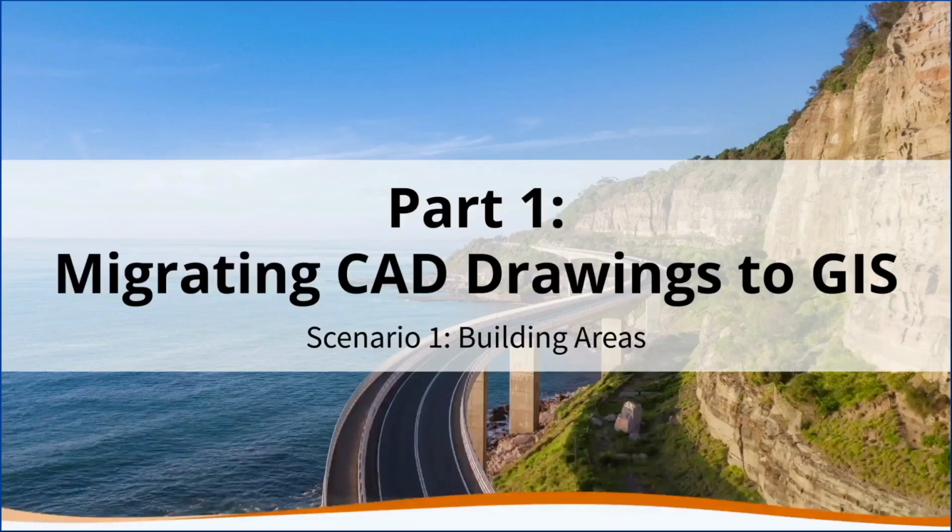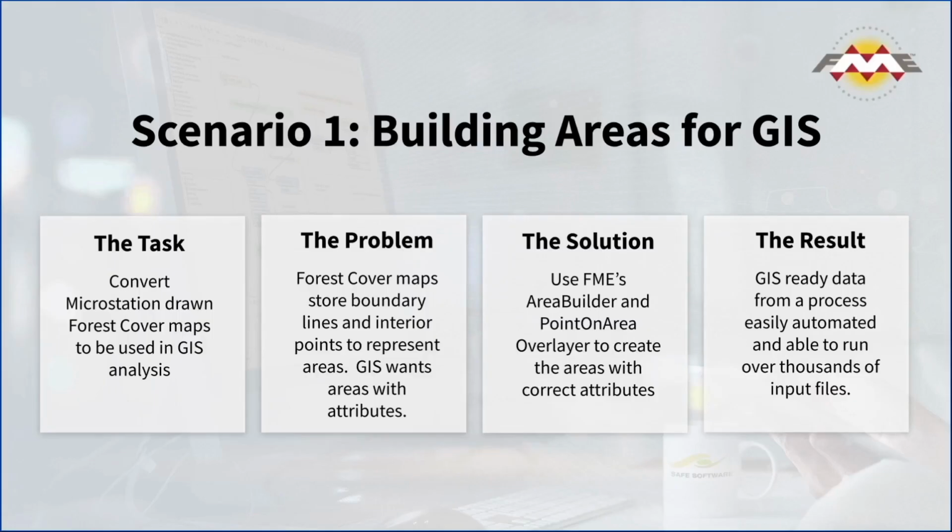So the first part of our talk is going from CAD to GIS, and we'll start off with the bread and butter original scenario of building areas from line work. And so let's dig into this scenario. The task that we were given, and this actually was the first task that we were ever given at Safe back in '94, is to convert MicroStation drawings that are forest cover maps and bring them into GIS so we can do analysis. The problem is that the forest cover maps store boundaries as lines and interior points to represent the areas. And those interior points have a node number or some attribution with them.